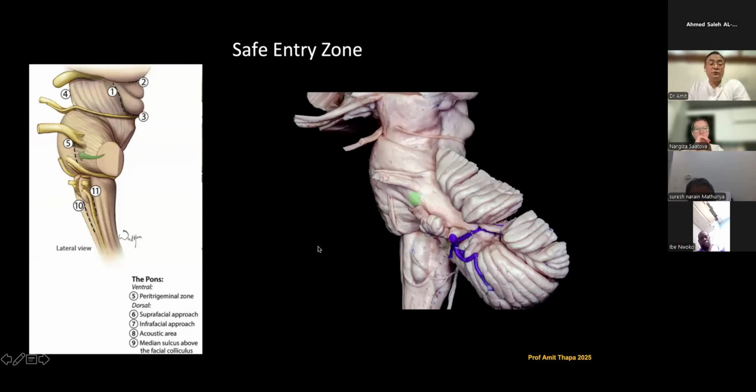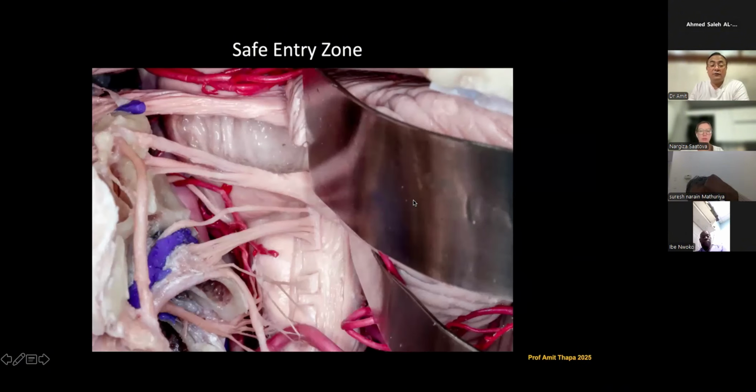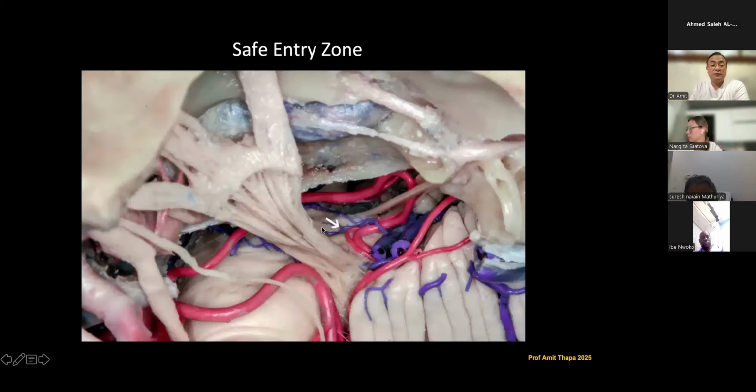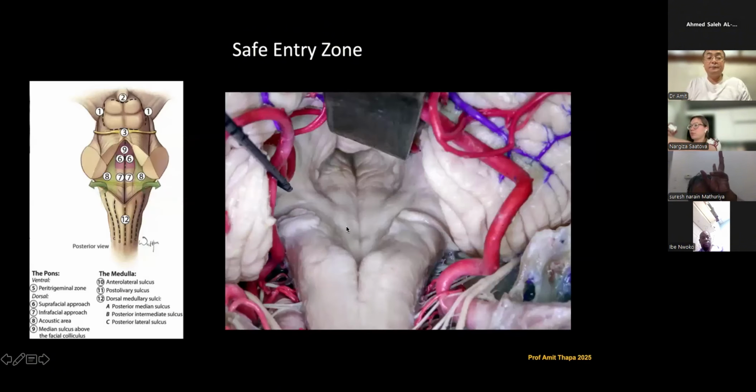The other safe entry zone for the pons is the peritrigeminal zone. This is the fifth nerve, and this is the seventh nerve. Between the fifth and the seventh nerve is the peritrigeminal zone ventrally, through which one can remove this particular lesion. This can be approached either through a retrolabyrinthine approach or a retrosigmoid approach. And even through the middle fossa approach, one can do an anterior petrosectomy and reach this area.